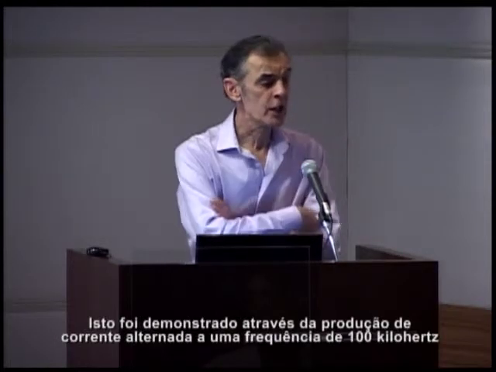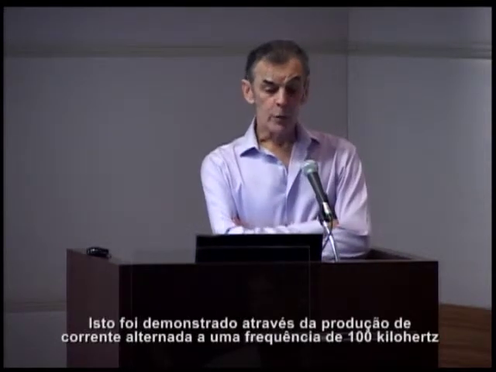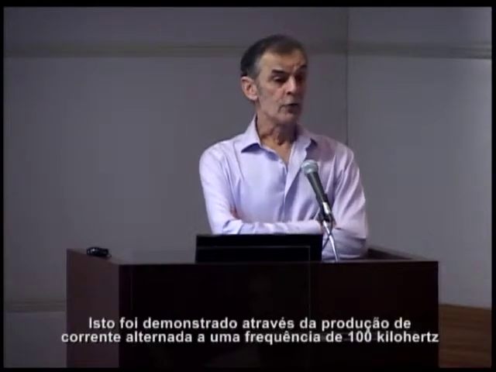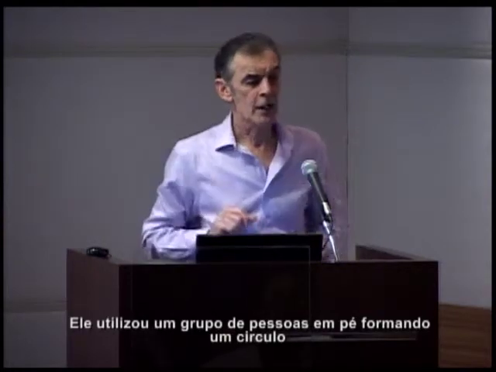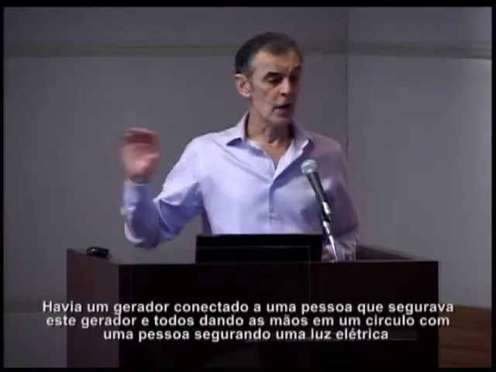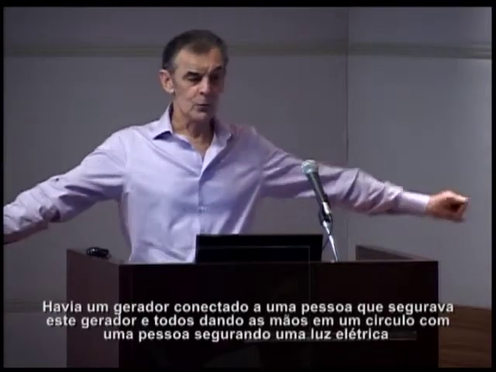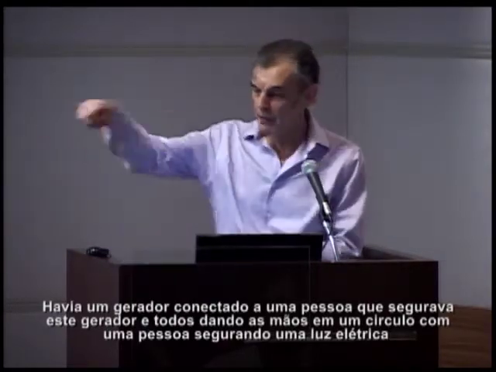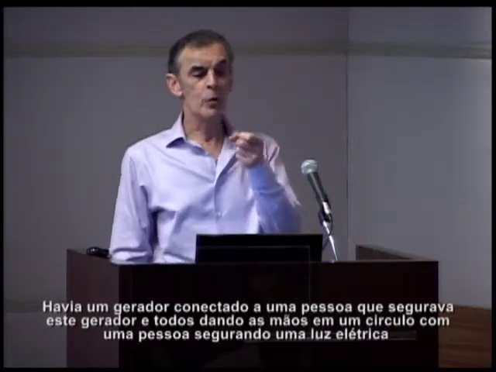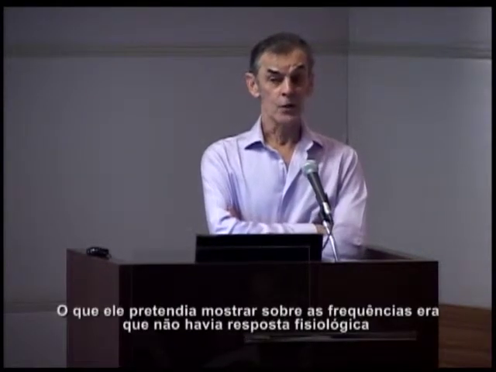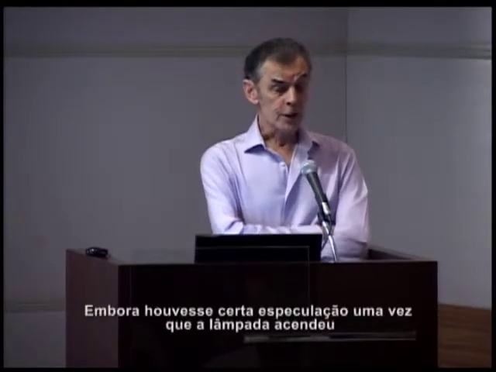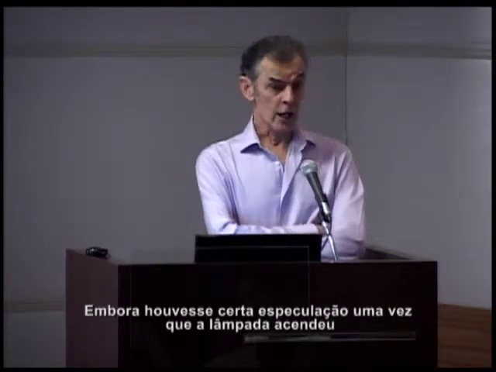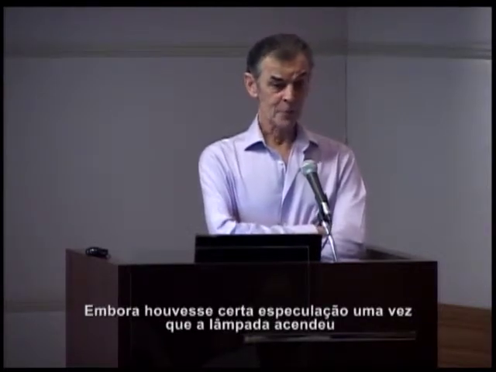D'Arsonval demonstrated this by producing alternating current at a frequency of 100 kilohertz, and he had a group of people standing in a circle. He had the generator connected with one person holding onto the generator and everyone holding hands in a circle, and one person holding an electric light bulb. He was able to demonstrate that at those frequencies there was no physiological response, although there was certainly a lot of current flowing, in the sense that the electric light bulb lit up quite brightly.